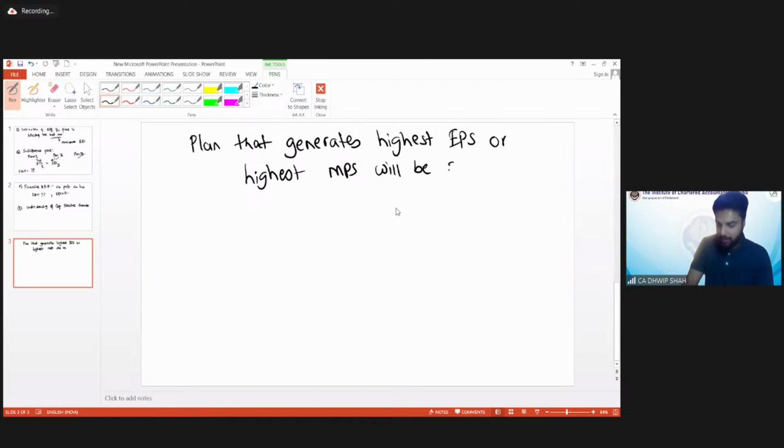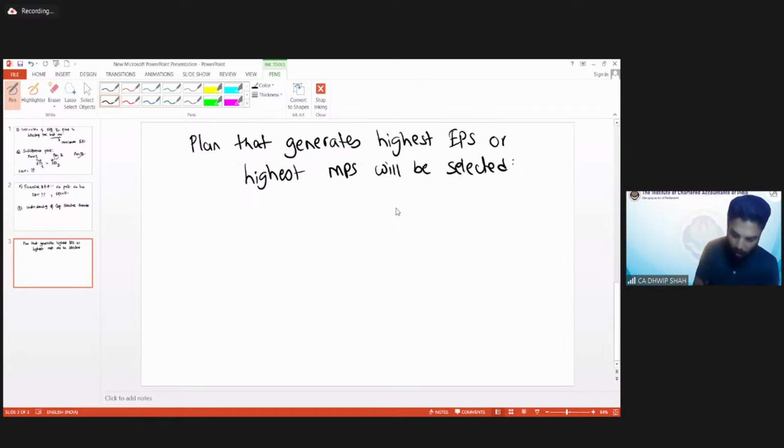Why will that plan be selected? Because it would maximize the wealth of the shareholder. And the ultimate objective of financial management is to create maximum value, to create maximum wealth for the ultimate owners, जो equity shareholders होता है. ठीक है. So to calculate EPS, we know the format.